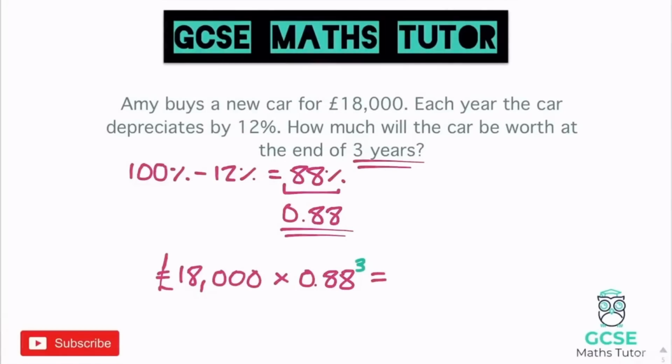So if I type that straight into a calculator, 18,000 times 0.88 to the power of 3, I get this answer here. I get £12,266.496.